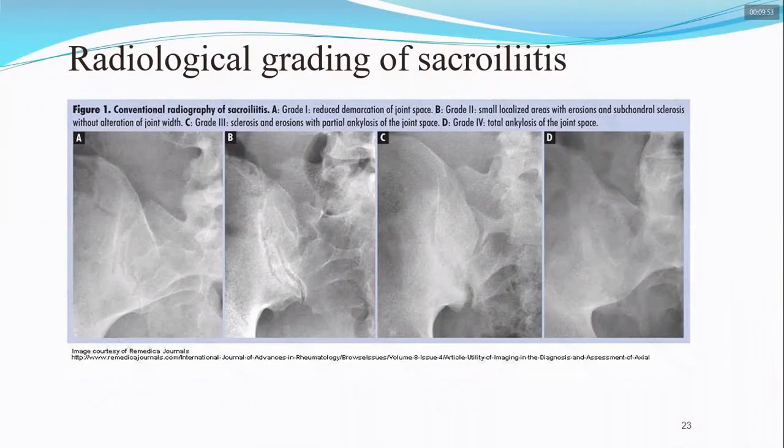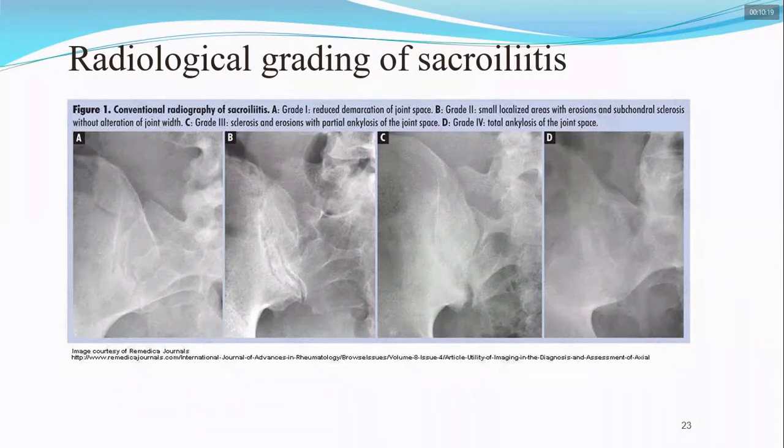Okay, so in grade one, there is a reduced demarcation of the joint space. Can you appreciate it in picture A? There is a slight decrease in the joint space. And in grade two, there are localized areas of erosion. You can see in the picture there are small localized areas of erosion and subchondral sclerosis, the white, glistening part of the sclerosis.